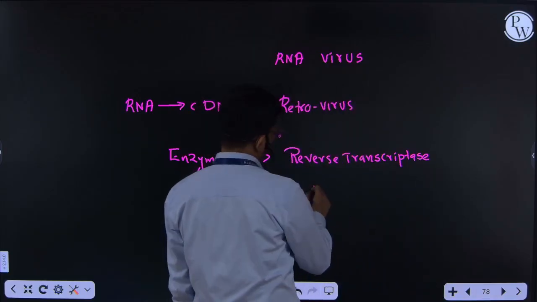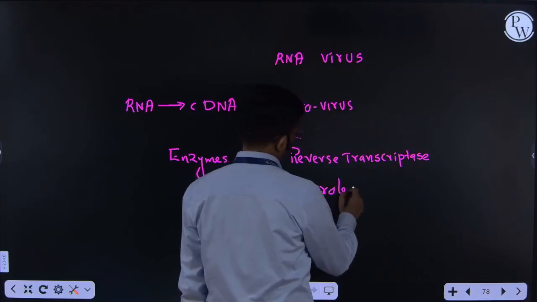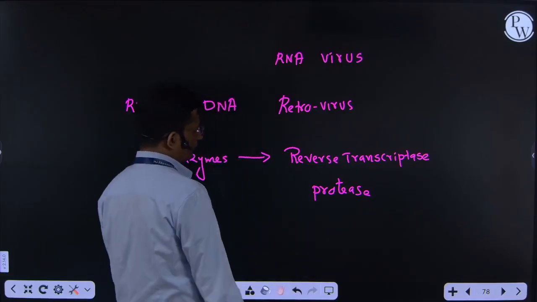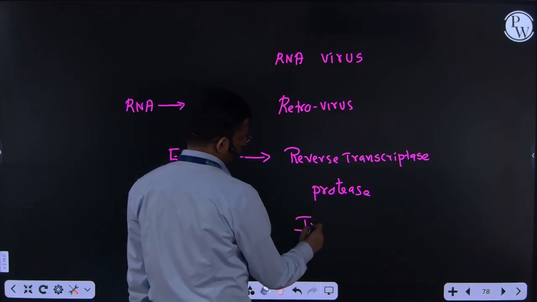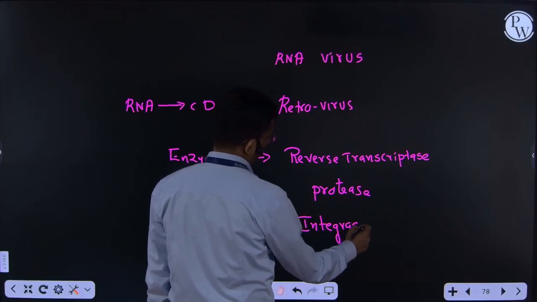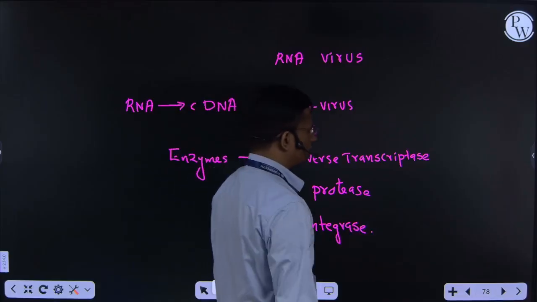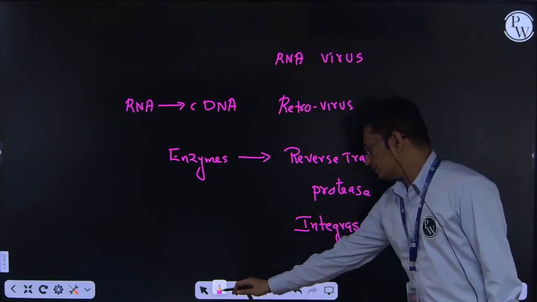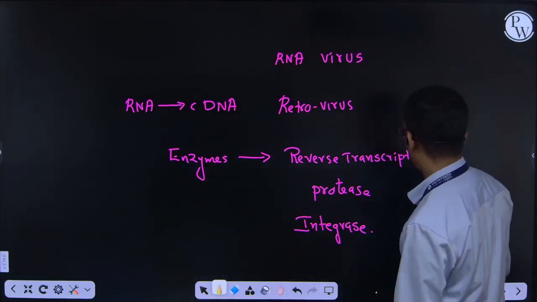Next one is protease. Protease is also present for breaking the capsid. Then the viral DNA has to be integrated with the host DNA. For that, the integrase enzyme is also there. So these all are the enzymes present in the HIV virus.